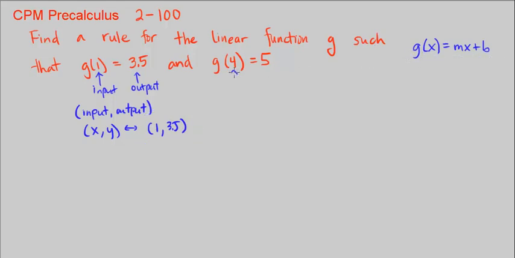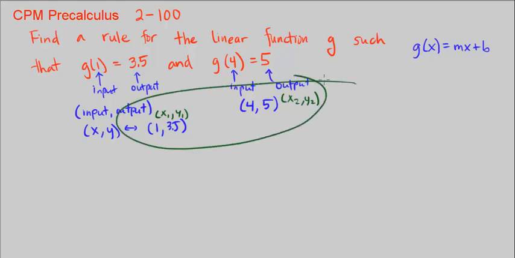Another point here, we know the input is 4, the argument is 4, the output is 5. So that gives us the point 4, 5. So now we have 2 points. We have one point here, let's call this x1, y1, and this point here, x2, y2. Can we find the equation of a line using these 2 points?